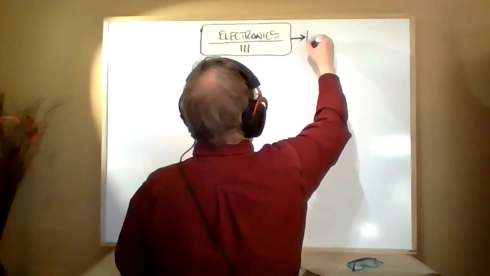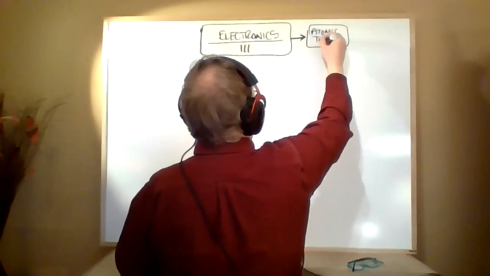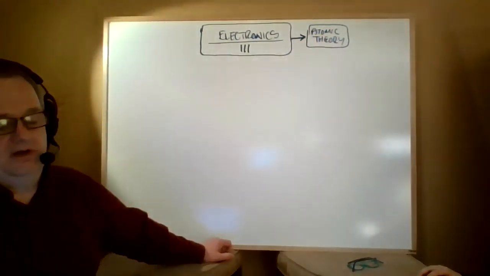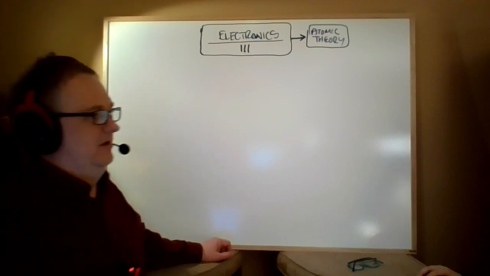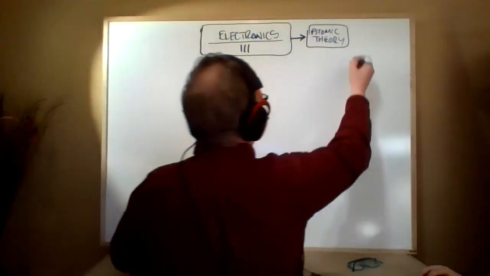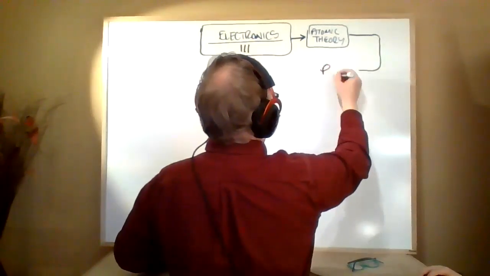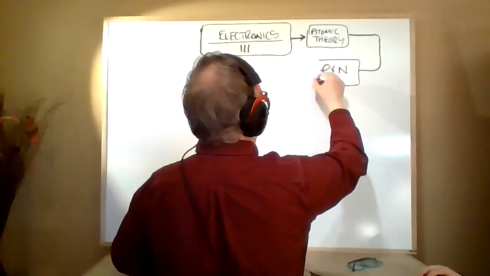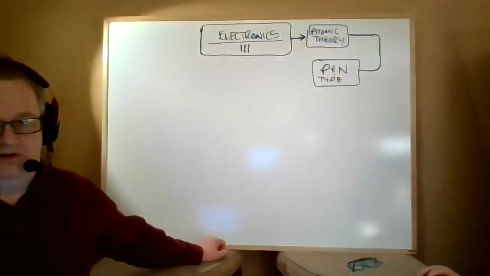I want to start by extending this over, and the first thing that we're going to talk about is a review of atomic theory. Okay, so atomic theory, we're going to dig into that a little bit. Remember some of the stuff about the nucleus, the valence shells, and so on. Once we've gone through atomic theory, we're going to relate that to P and N type materials.